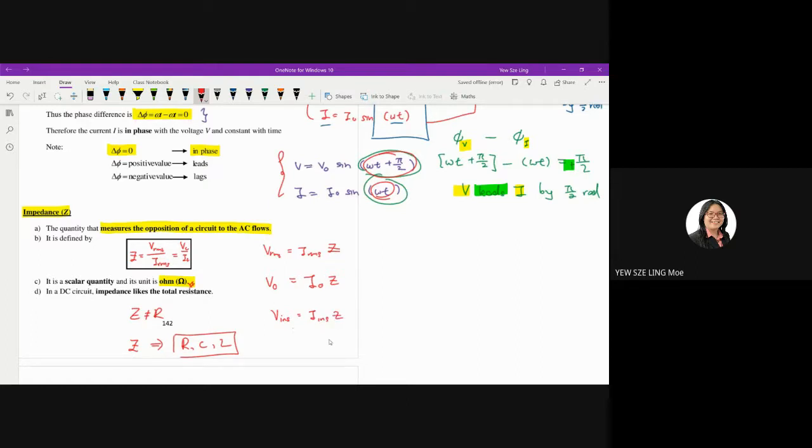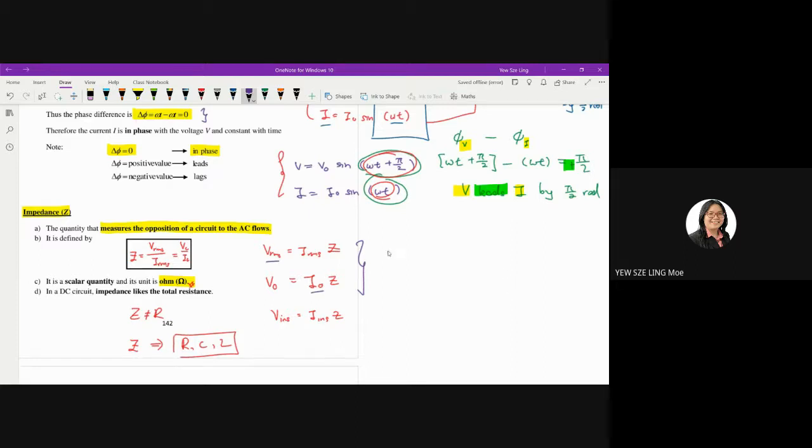Okay, they must be coming from the same family. You cannot mix them. You cannot use V RMS and I naught to calculate Z. Cannot. So how to change between these two equations, especially the first two? Sometimes questions might give you V RMS and I naught. So what are you going to do?